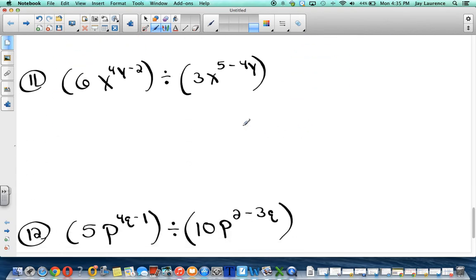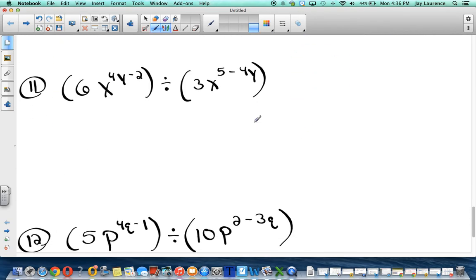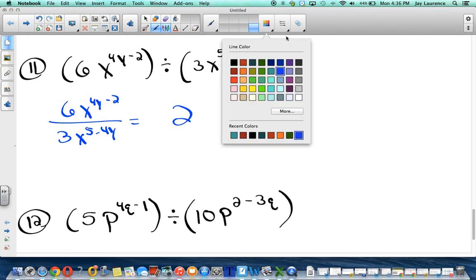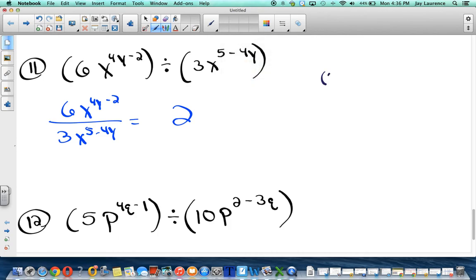All right, this division one, oops, there are 2 more. I lied, I'm sorry. I'm going to write it as fractions: 6x to the 4y minus 2 over 3x to the 5 minus 4y. I'm going to get a 2. And now I'm going to subtract these exponents. When you subtract these exponents, use quantities. Take the 4y minus 2 and subtract the 5 minus 4y.